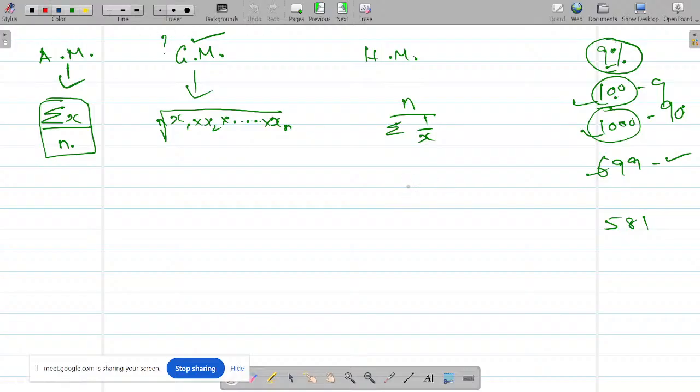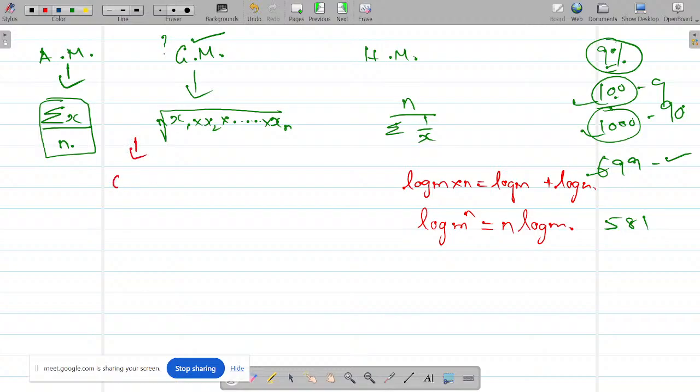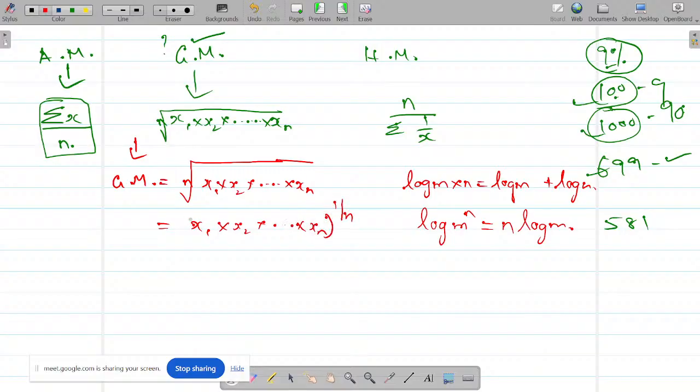You have studied logarithms, right? If you take log of m into n, you write this as log m plus log n. If you take log of m power n, you take this as n log m, right? We try to apply this over here. Geometric mean is equal to the nth root of x1, x2, up to xn all multiplied. Shall I write this as power 1 by n? Please check.